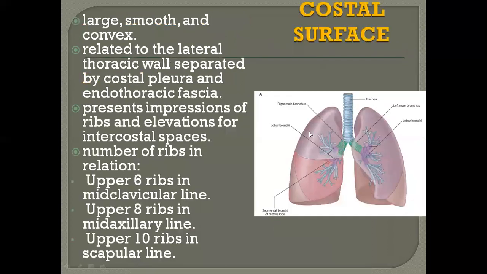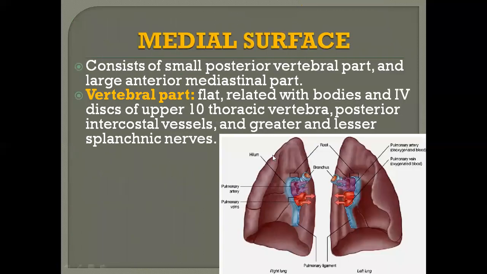Coming to the costal surface, it is large, smooth and convex, related to the lateral thoracic wall, separated by the costal pleura and endothoracic fascia. It presents impressions of the ribs and elevations of intercostal spaces. Number of ribs in relation: upper 6 ribs we will see in the mid-clavicular line, upper 8 ribs in the mid-axillary line, and upper 10 ribs we will find in the scapular line.